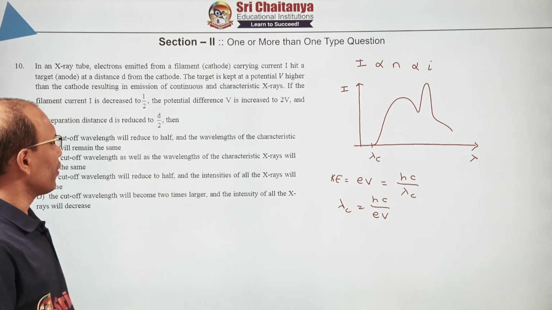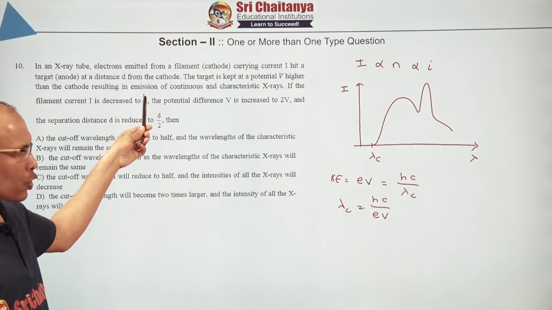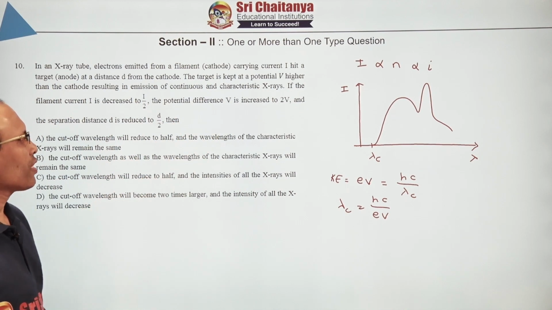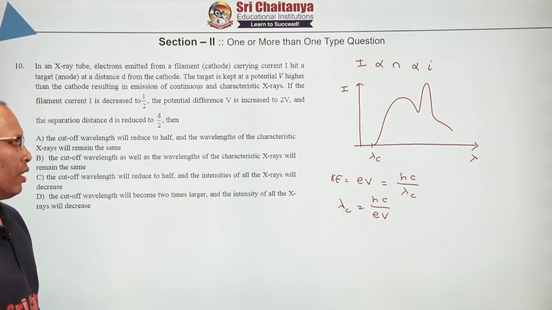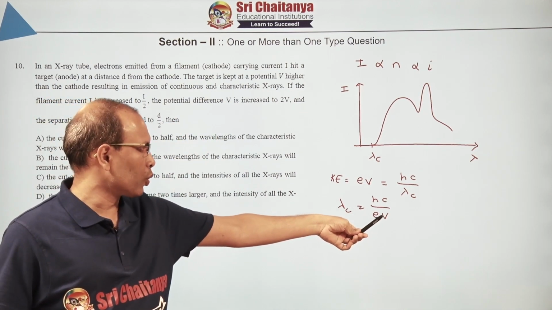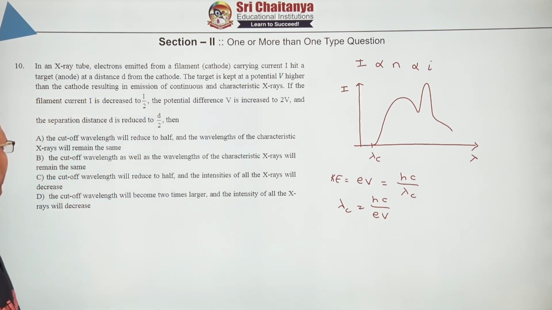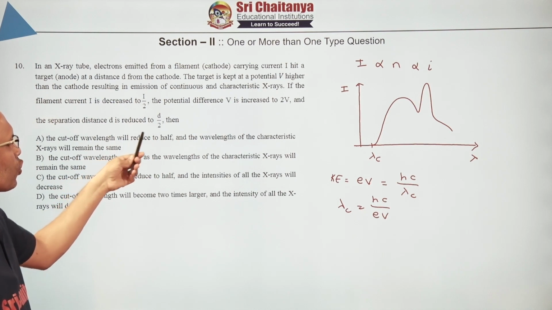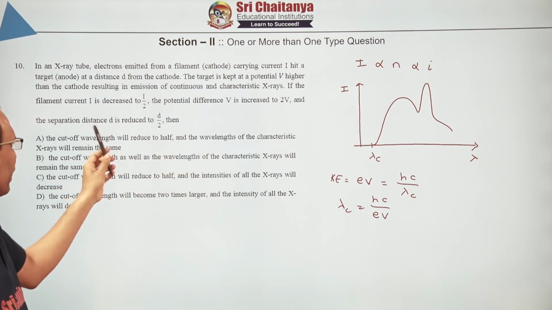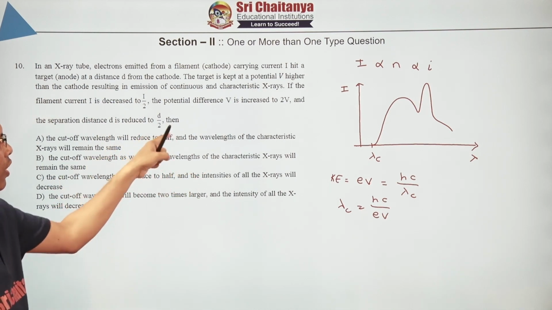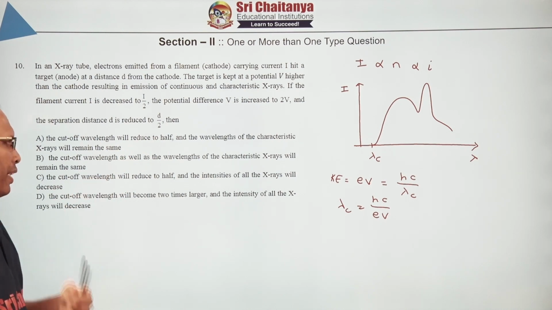Now here, what they have done is the filament current is decreased to I by 2 and the potential difference is increased to 2V. If you increase the potential difference two times, then the cutoff wavelength has to become half. Now let us see the first option. The cutoff wavelength will reduce to half, so that part is correct. And the wavelength of the characteristic X-rays will remain the same.